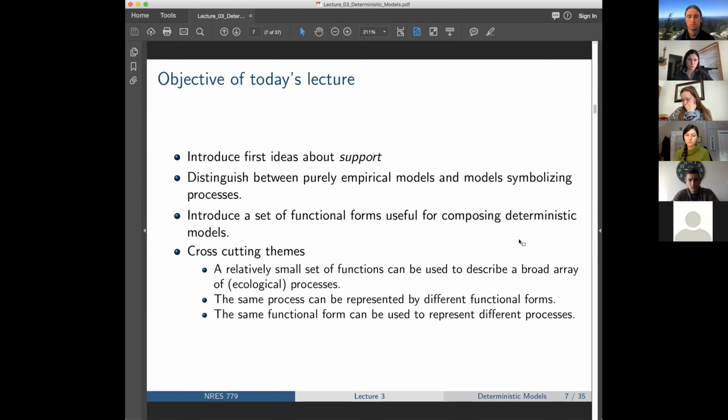The same process can be represented by different functional forms. And this is what I was talking about with the idea of growth being limited by resources, where we have some process where growth will increase until some point, and then will begin to increase at a decreasing rate. And there are lots of different functions that can represent that exact same process. And then on the other side, the same functional form can be used to represent different processes.